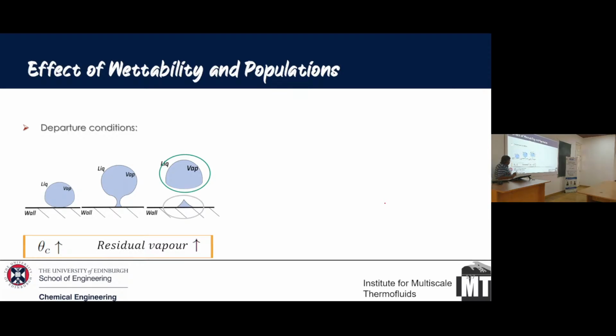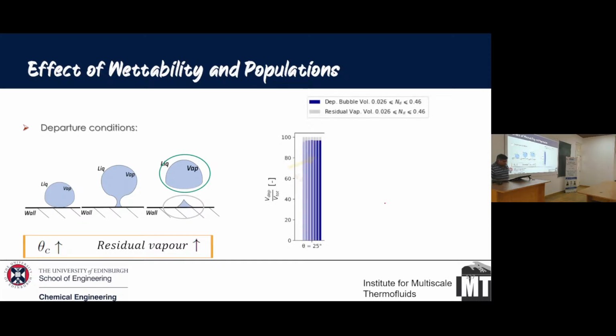Okay. So if you look at the physics of it, when you have boiling, you will always find that as your vapor bubble departs from the surface, it leaves behind a residual film. And the extent of the residual film determines the next nucleation event, and so on. So that's an important thing to look at. What we do here is we consider a case where theta is 25 degrees, and we increase the number of bubbles. If you see the gray area, this is the residual film that is left behind.